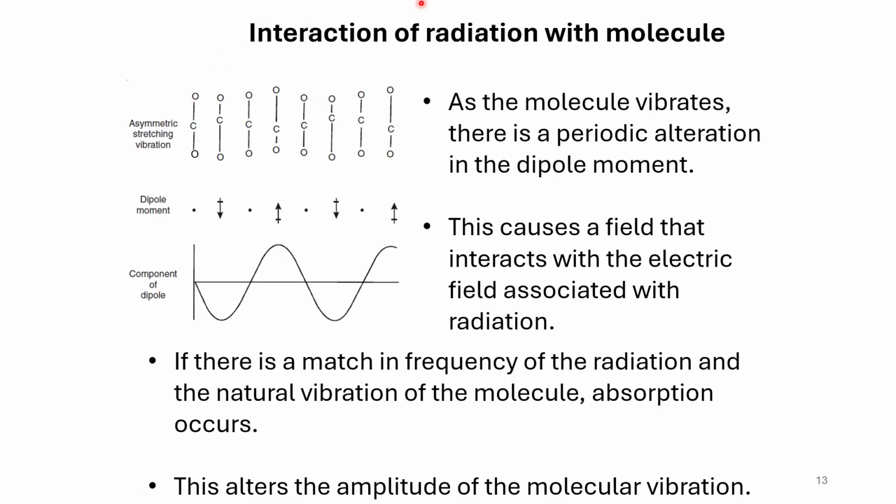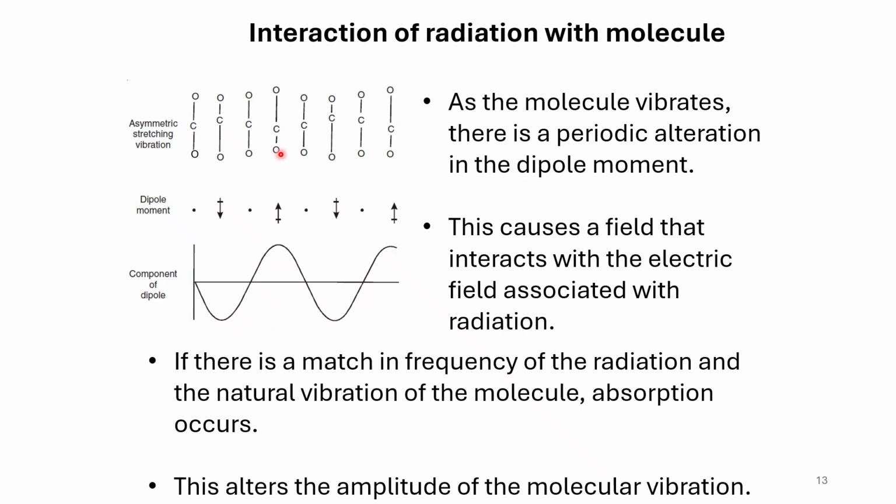Vibrational absorption requires the interaction of radiation with the molecule. When a molecule vibrates, there must be a periodic alteration in the dipole moment. This will create a field that interacts with the electric field of the radiation. Absorption will occur if the frequency of radiation matches the natural vibration frequency of the molecule. This absorption will alter the amplitude of the molecular vibration.